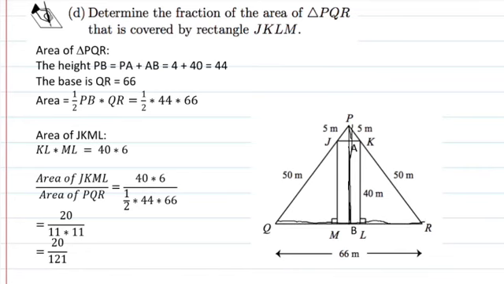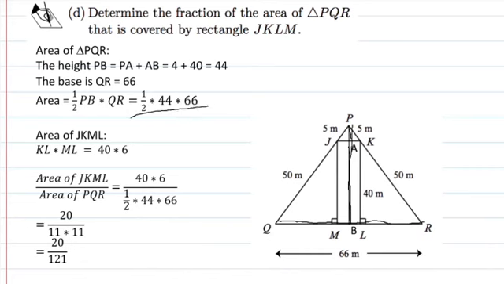So the area of the triangle PQR then would be 1/2 times PB, the height, times QR, the base, which equals 1/2 times 44 times 66. Now, I don't go ahead and calculate this to a number yet because I know that I will be taking a fraction or a ratio for the answer. So let me keep this in the expanded form for now.